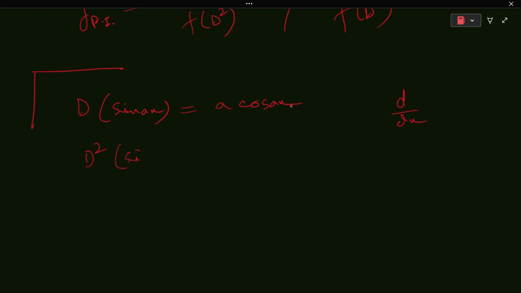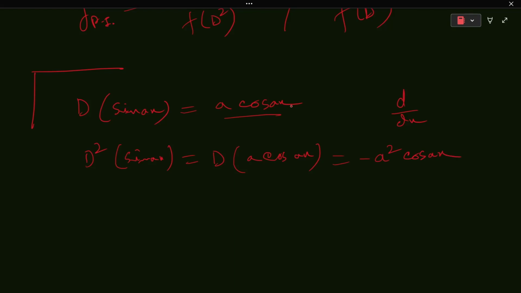And if d square sine x, then what will we have? This means d of d sine x. So d sine x is a cos x. So a cos x. After that, what will we have? d of a, so another a is there, but differentiating cos x, we will have minus sine x. So we have here minus a square sine x.